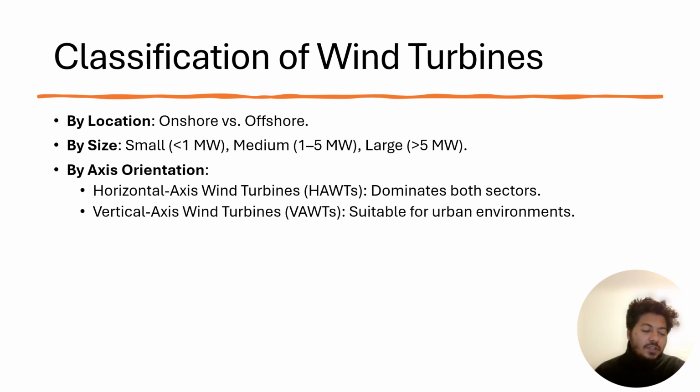The slide categorizes turbines by location, size, and axis orientation. The size comparison clearly shows how offshore turbines dominate the large size category, while onshore turbines are more commonly medium sized.